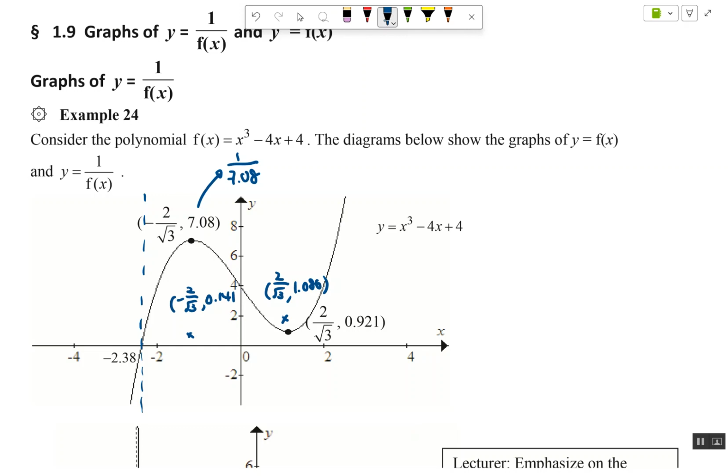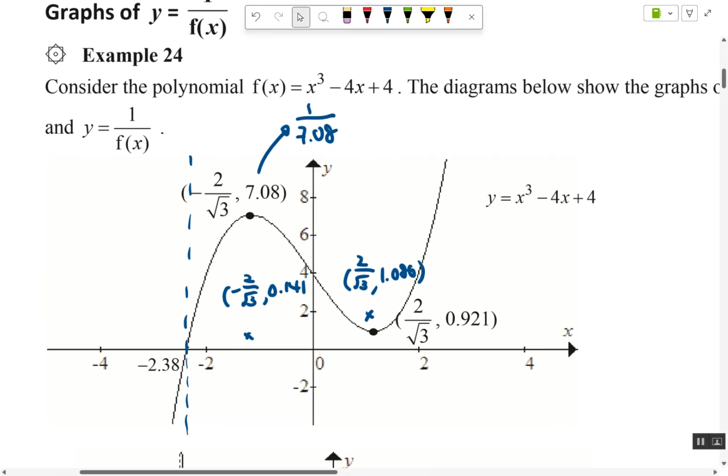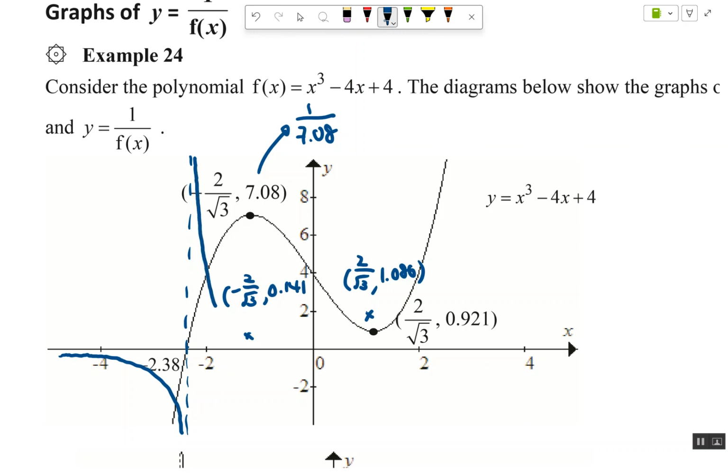Now we can start sketching our graph proper. I look at this: the original graph is at negative infinity, so 1 over negative infinity means it's going to start very close to 0 minus, and as the graph goes up, 1 over f(x) will go down. Now we look at this: it is at 0 plus, and 1 over 0 plus means it's going to start from positive infinity. You know that there's a minimum point down here, so I'm going to cut the minimum point.